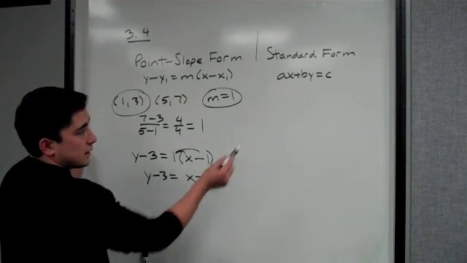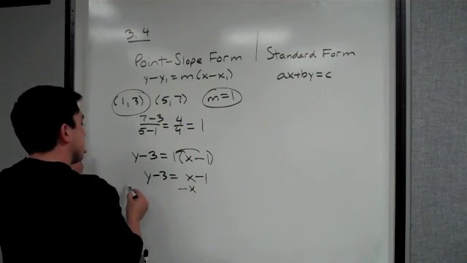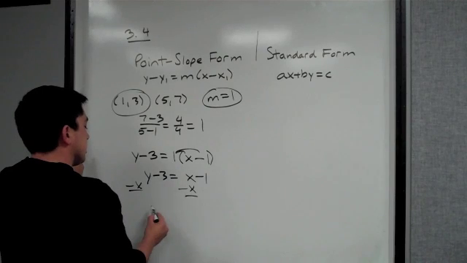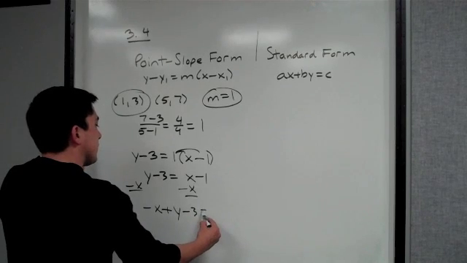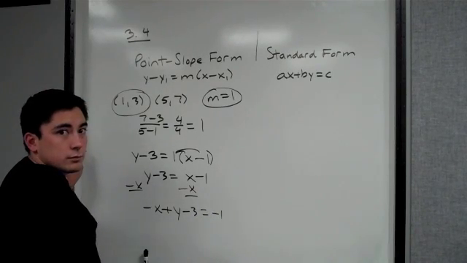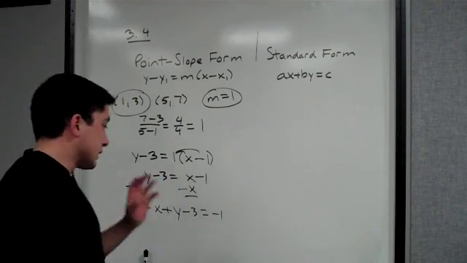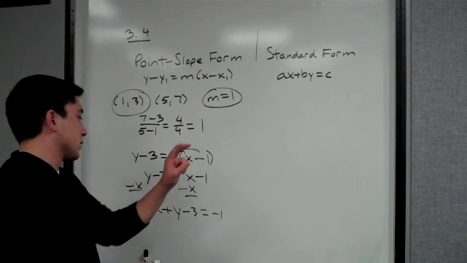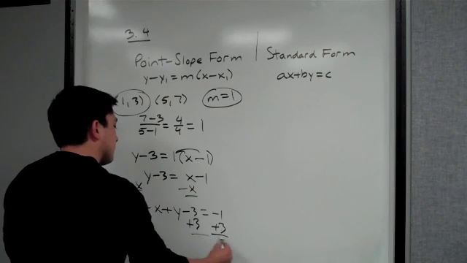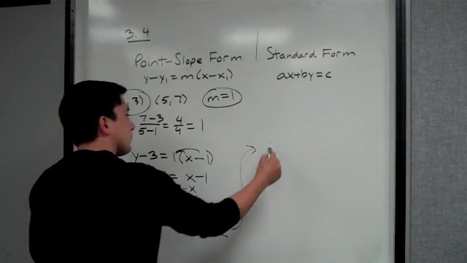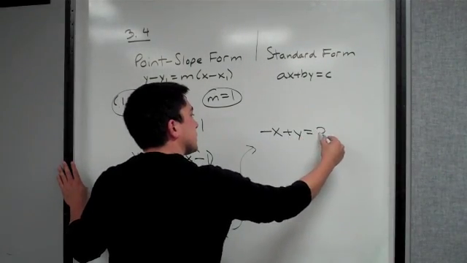Now we need to get the x to the left side. Again, x and y are on the left side of the equal sign. So let's move the x. So you have negative x plus y minus 3 is equal to negative 1. And again, we want to get rid of whatever has x and does not have x and y in it, and get it to the right side. So we're going to add 3. So I'm going to bring it up here. So you have negative x plus y is equal to 2.